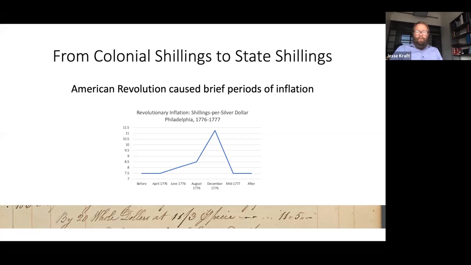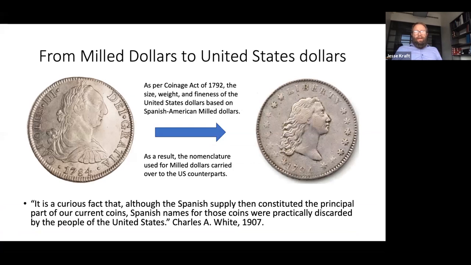So once, after the Coinage Act of 1792, the United States enacted the formation of a mint. The size, weight, and fineness of the US silver dollar was based pretty much one-to-one on the Spanish American milled dollar of the time. And as a result, nomenclature for the milled dollars, which were actually English words or denominations, also carried over to the US counterparts.